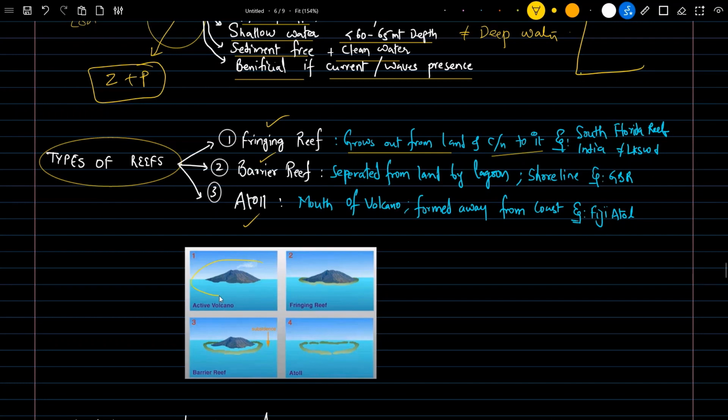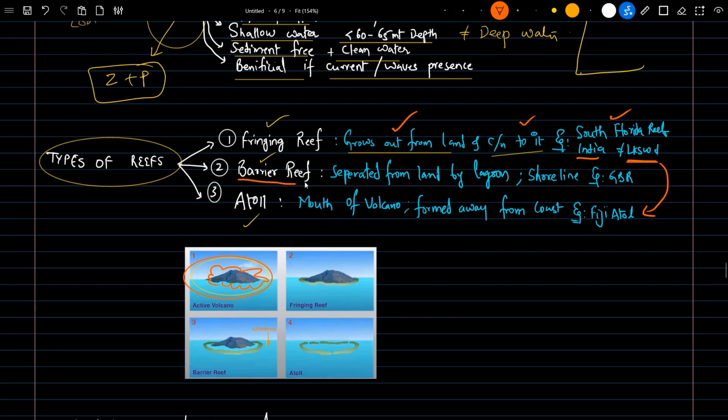This is the active volcano, and a fringing reef means a reef is formed outside this volcanic activity. It also says the same thing: it grows out from the land and is connected to it. An example is the South Florida reef. In India also, every reef that is present is a fringing coral reef, except in Lakshadweep. In Lakshadweep it is the atoll that is present.